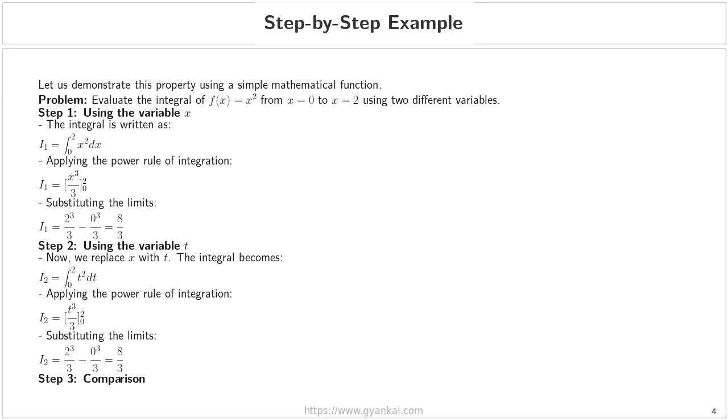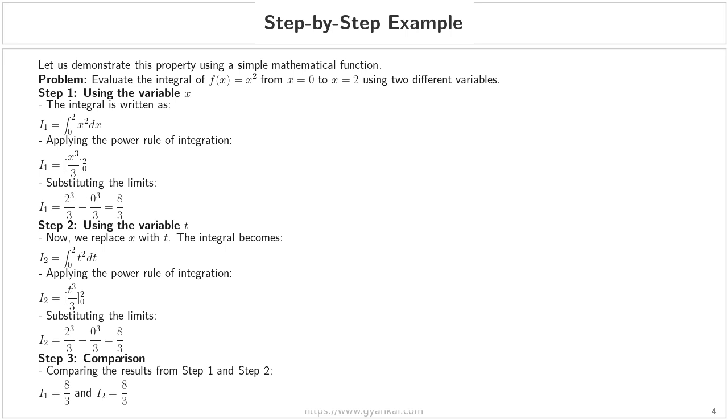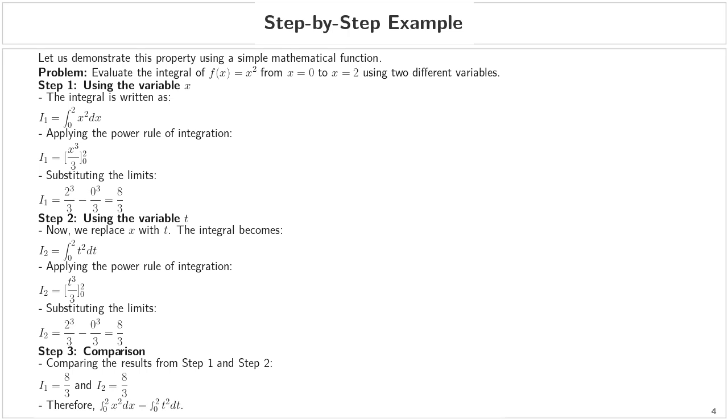Step 3. Comparison. Finally, let's compare our results. We found that I sub 1, the integral with x, is equal to 8 thirds, and I sub 2, the integral with t, is also equal to 8 thirds. Therefore, we can confidently state that the integral from 0 to 2 of x squared dx is equal to the integral from 0 to 2 of t squared dt. This clearly demonstrates that the choice of the variable of integration, whether it's x, t, u, or any other letter, doesn't affect the final numerical value of the definite integral.